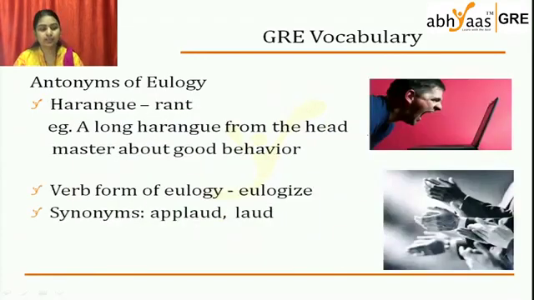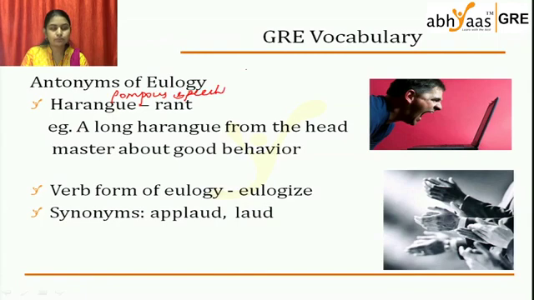Next. Harangue, rant. Rant is to speak in anger. You write something in anger. Both. Rant is to speak in anger or write expressing your anger. Harangue is a pompous speech. A pompous emotional speech. Imagine your principal on Independence Day gives you a speech about discipline, attendance, dress code, etc. Maintenance of the building, campus building. So all those things. An emotional speech, a pompous speech, a bombastic speech is called as harangue, where a lot of emotions are shown. Right?